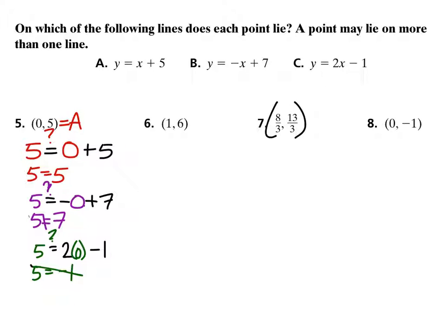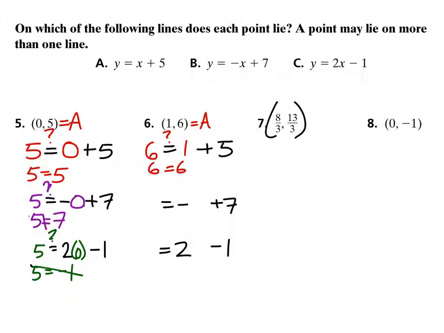Well, we're going to repeat the process for 6, 7, and 8. Let's start with 6. Alright, so I've got these set up just for us to start with. And again, we got x value of 1, y value of 6. 1 plus 5 does equal 6, so we know that 1, 6 also is on the line A. Let's do the same thing. X is 1, y is 6. And negative 1 plus 7 is also 6. And 6 does equal 6, so this one is true. So it's also on line B.